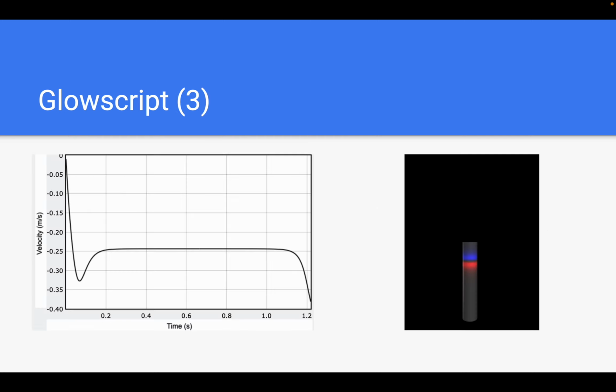And the results for the GlowScript were that it was about 1.2 seconds for the magnet to fall from the top of the tube all the way to the bottom of the tube. And here on the right you just see the magnet, where the blue is the north and the S is the south. You just see it falling down.